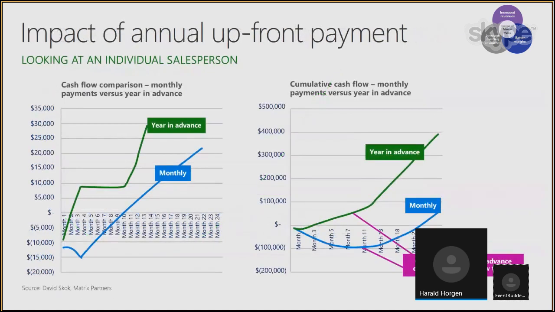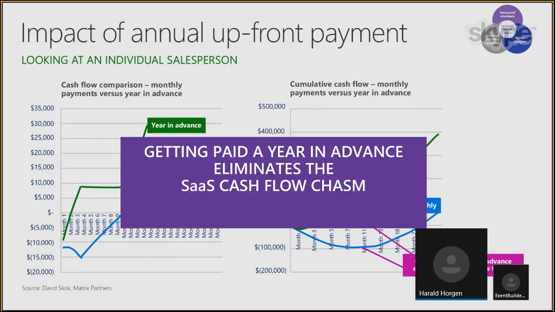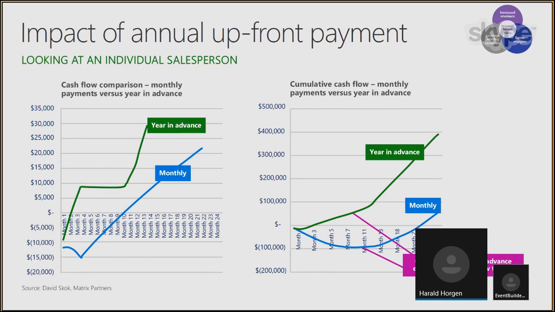And the way companies are doing that to eliminate that cash flow chasm is to charge 1 year in advance. Let me just go back on that. And what you can see here is on the left-hand side, the comparison in the model where, in the green, you can see when they charge a year in advance, it almost eliminates the cash flow chasm, and certainly over a longer period of time as well.